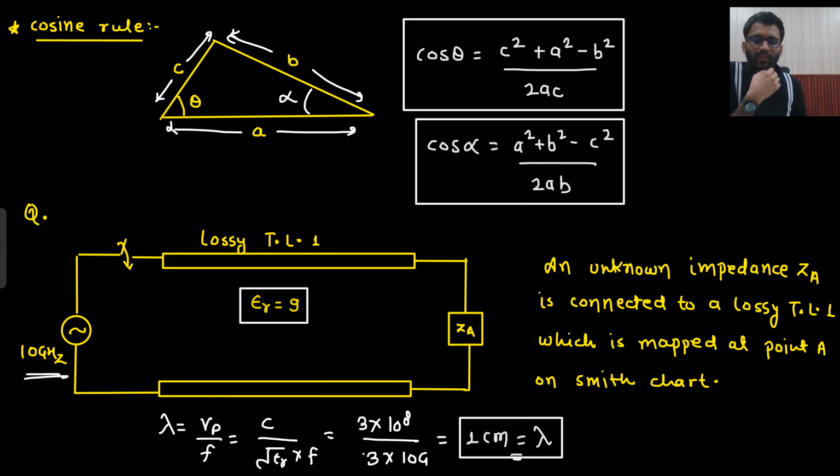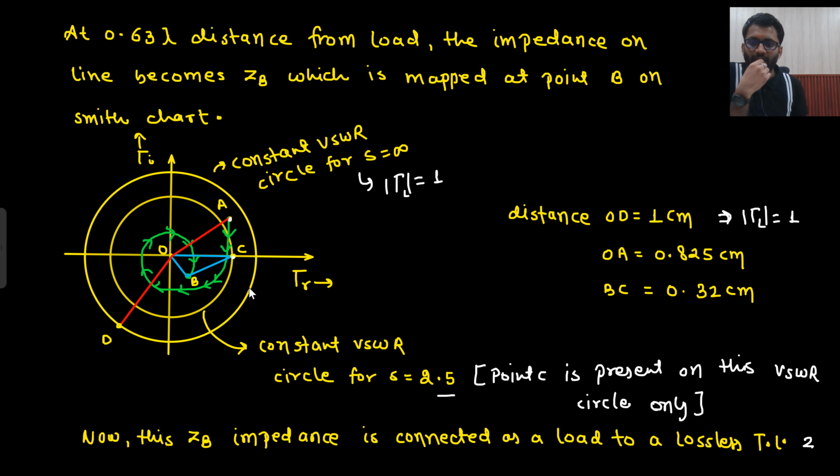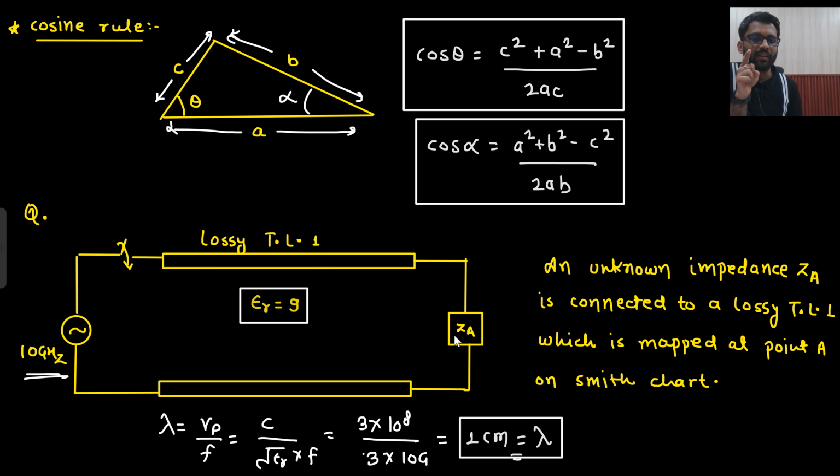So let's start solving this question now. Let me connect the mic. So the lambda value we already calculated, that was coming out to be 1 centimeter. And now we need to see this triangle. What we need, if we have the OA value, we have the OA value because OA is 0.825 centimeter. That means what will be the reflection coefficient considering the lossy transmission line.